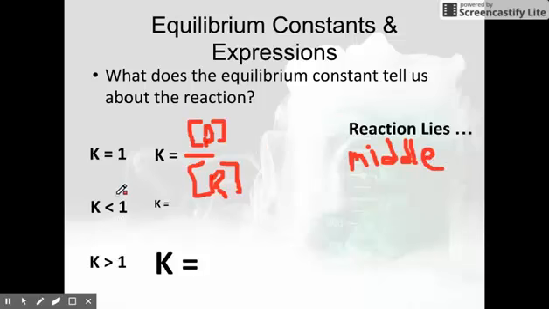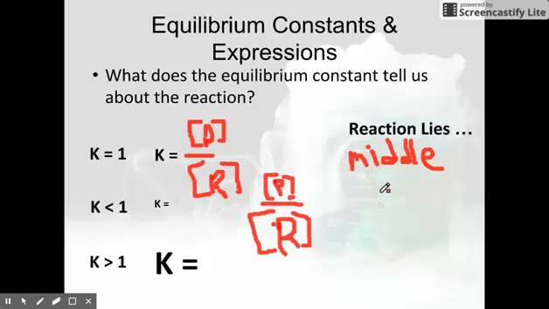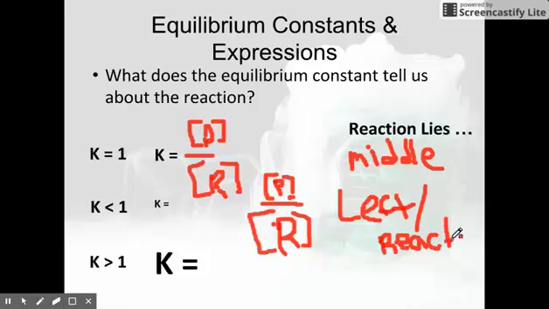If our K is smaller than 1, I'm going to write it over here, we have to have a large number on bottom, a large amount of reactants, and a very small amount of product to get a number less than 1. So our reaction would lie to the left, we would say, or towards the reactants. I think in your activity it said it favors the reactants or favors the products.